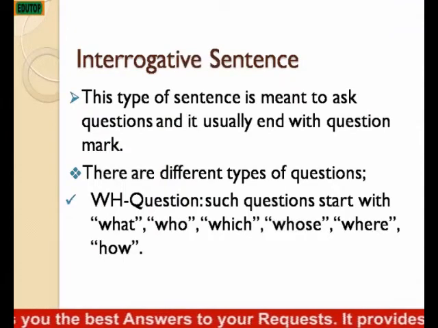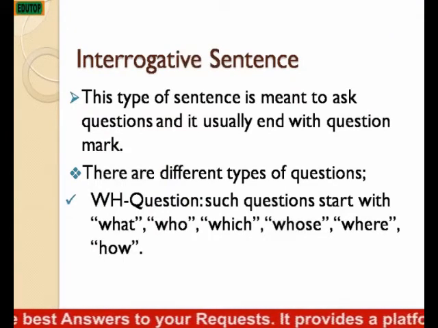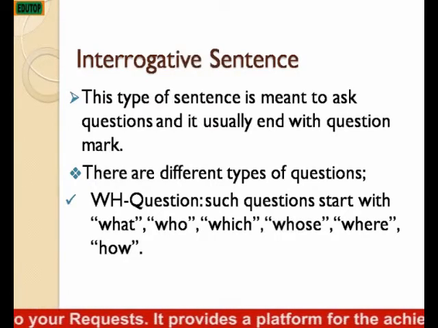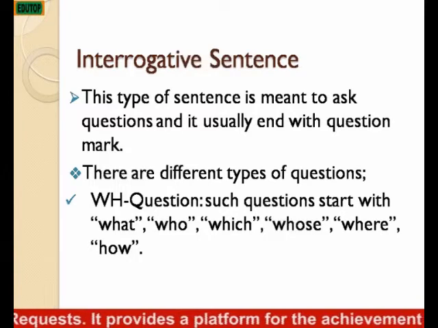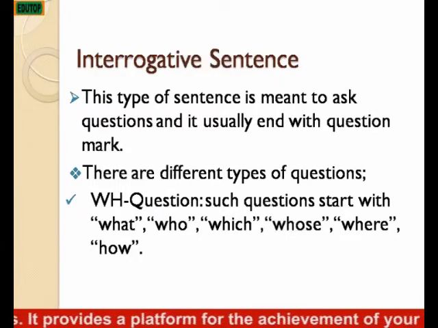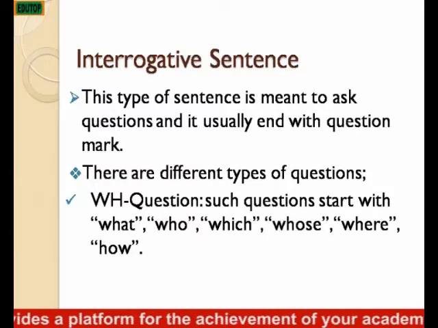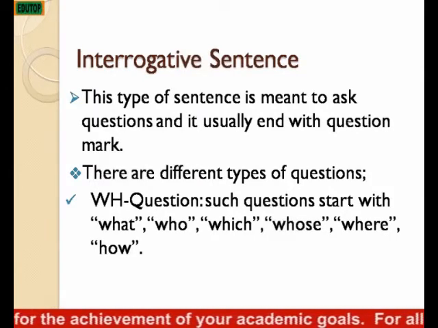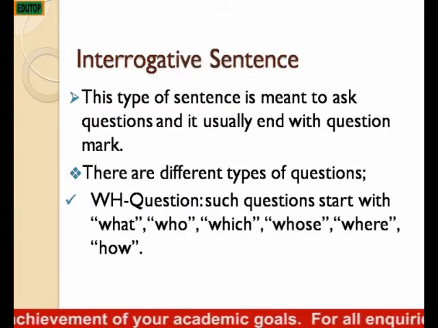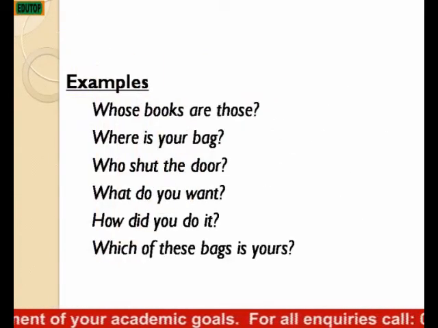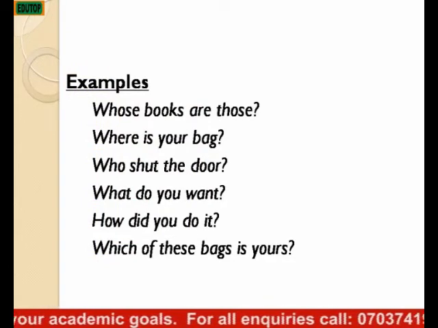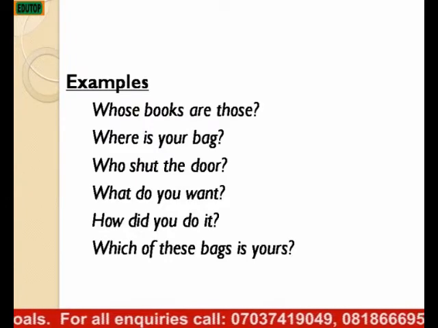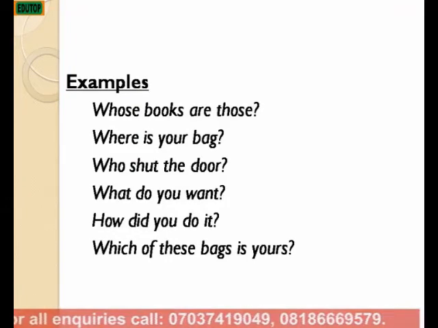Interrogative sentence. The interrogative sentence is meant to ask questions, and it usually ends with question marks. There are different types of questions in the English language. The first category we have is the WH question. Such questions start with what, who, which, whose, where, and how. Examples: whose books are those? Where is your bag? Who shut the door? What do you want? How did you do it? Which of these bags is yours?